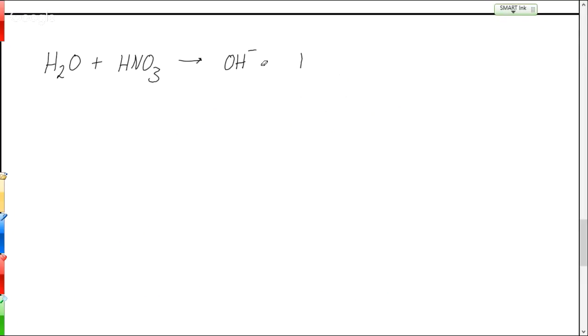Oops, that's not right. Hold on. Okay, so here's our reaction. So identify the acid and base on the left, conjugate acid and conjugate base on the right.